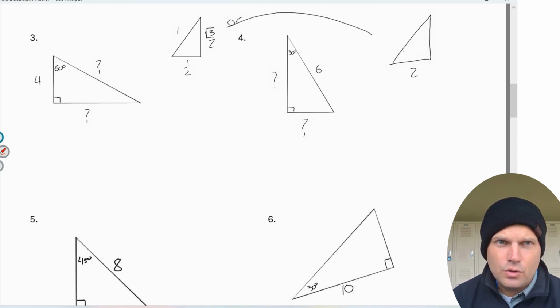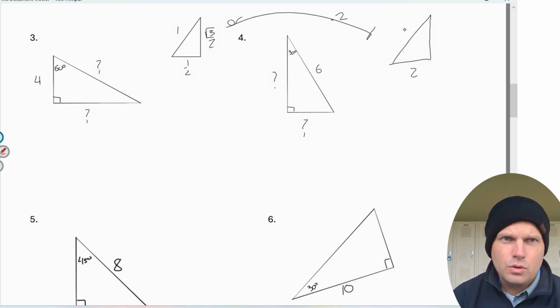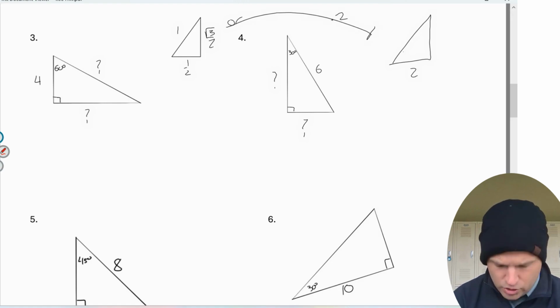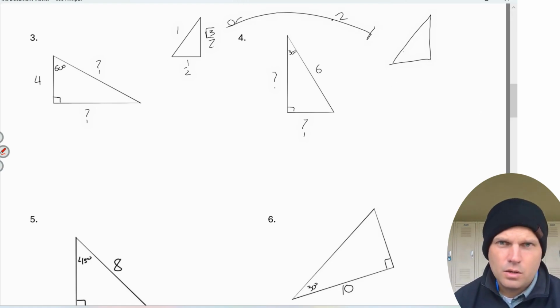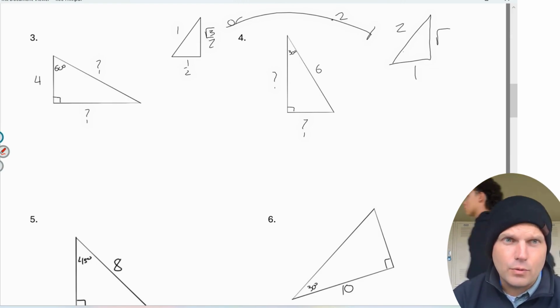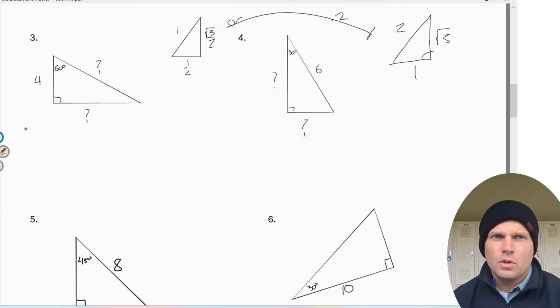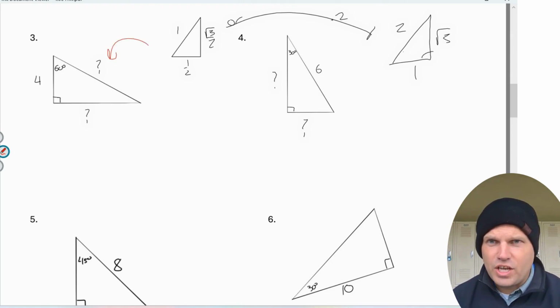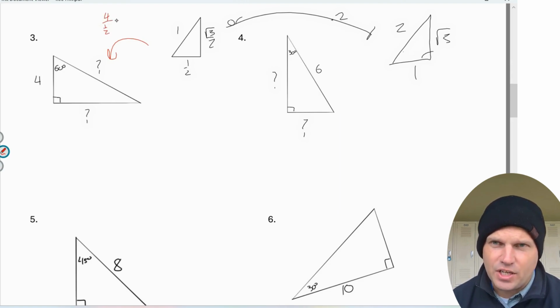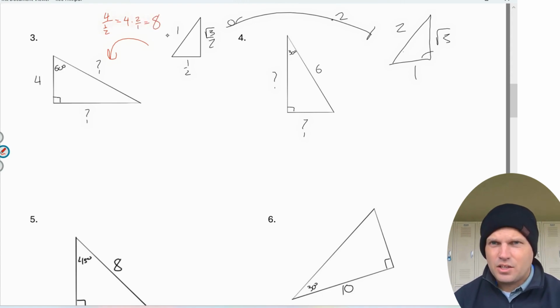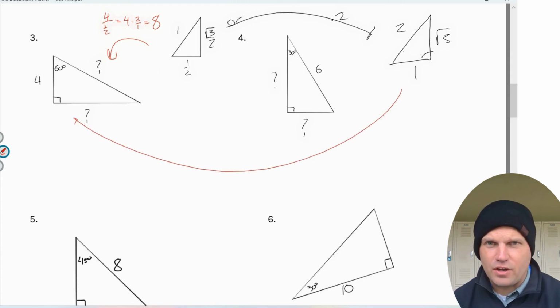2, 1, and root 3, it doesn't matter. If you want to scale this one, you can see 4 divided by a half is the scale factor, which is 8. You can scale this by 8, or you can scale this by 4.